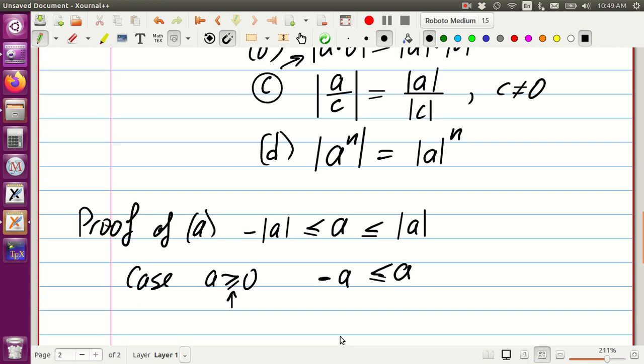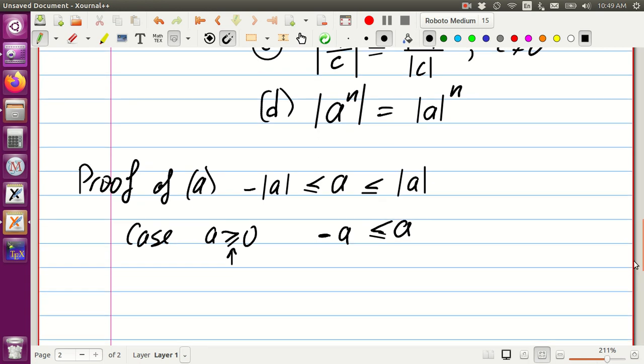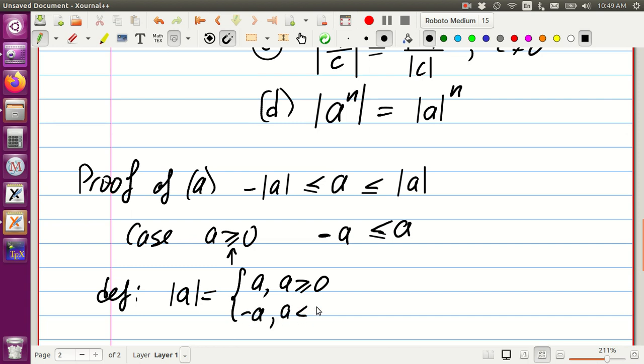Okay, and also we know from the definition of the absolute value, again, the definition says that absolute value of a is equal to a if a is greater or equal than 0, and equals to the negative a if a is less than 0. We have the case when a is greater or equal than 0, so this a therefore is equal to the absolute value of a. So if it's equal to the absolute value of a, from the definition of less or equal sign, it's less or equal than absolute value of a.